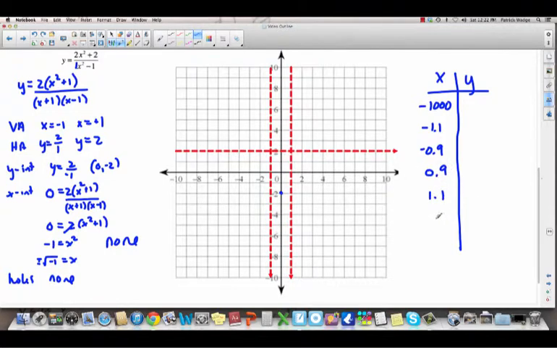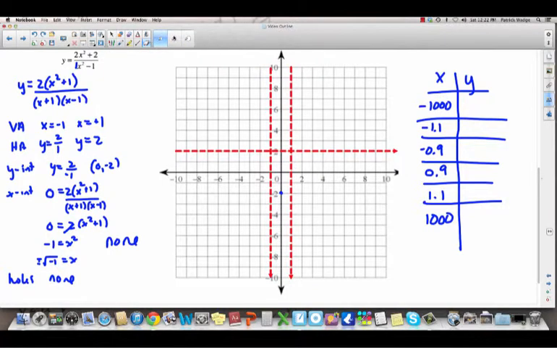And we want a very big x value, so maybe something like 1,000. Now, what you'll notice is the negatives and the positives should be the same, because wherever you see x, you're squaring it. So whether you have a positive or negative, it's always going to end up being positive. So you actually only need to find 3 of these, and it's going to repeat. This point's going to be the same as this point. The two negative 0.9s, the two 1.1s, the two 1,000s will be the same.